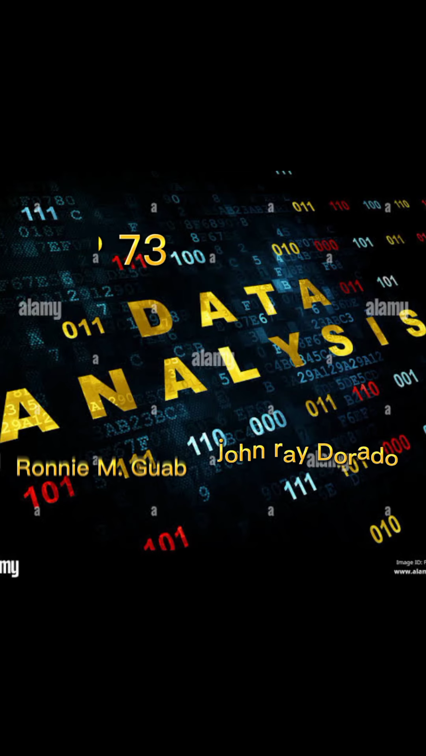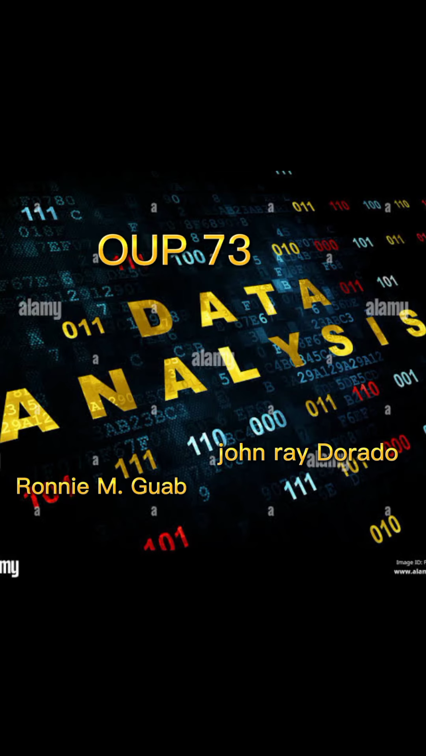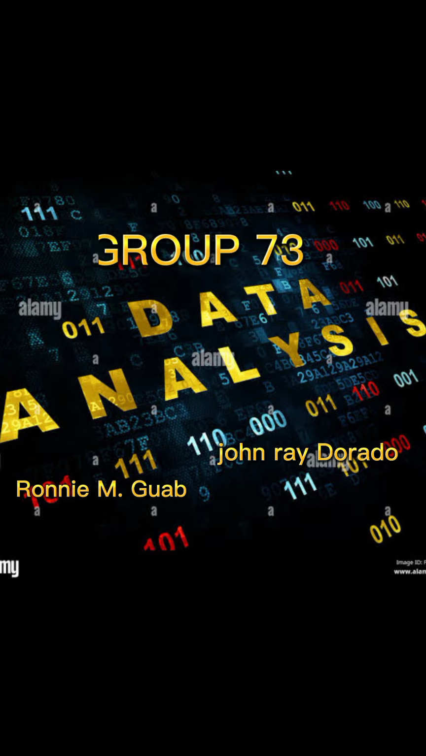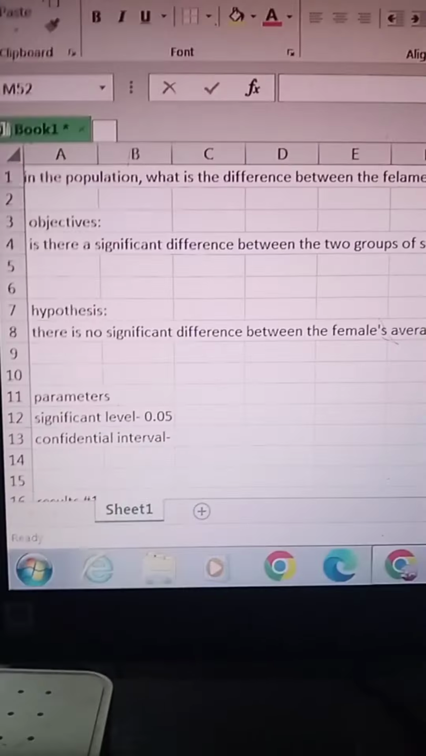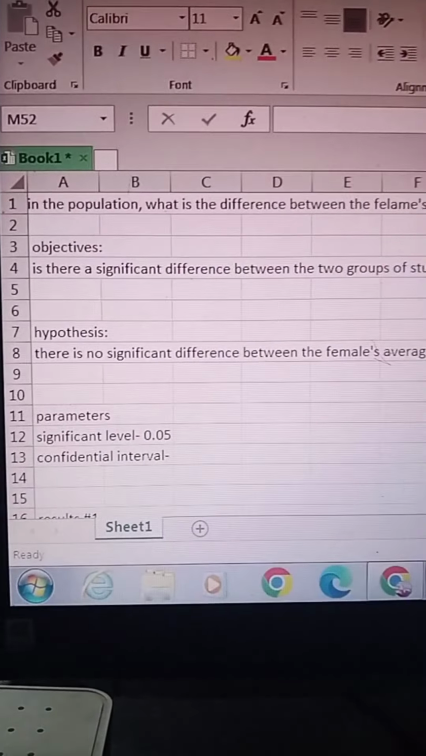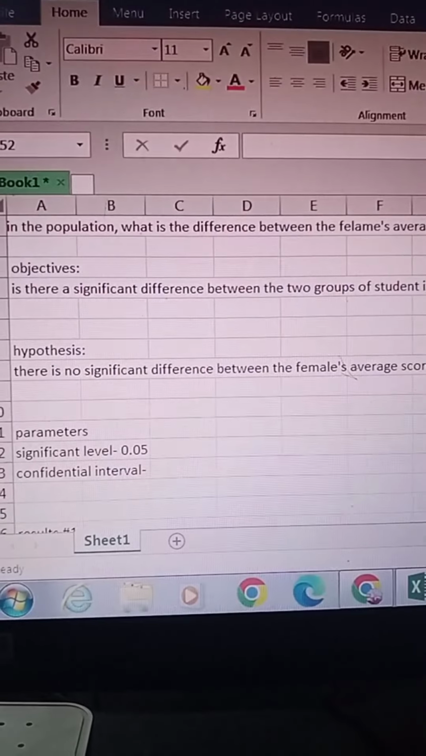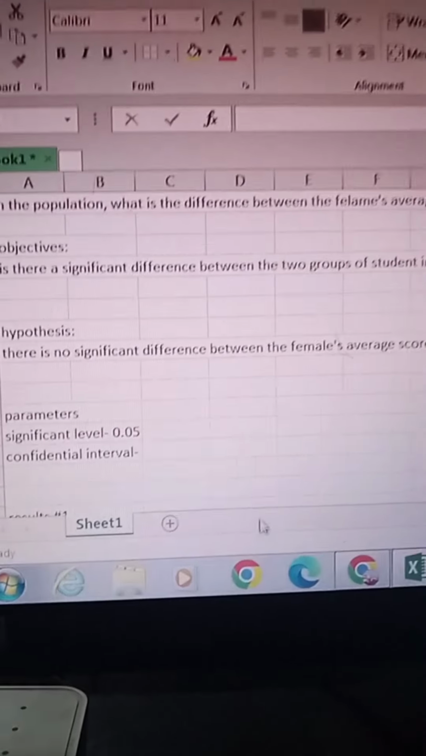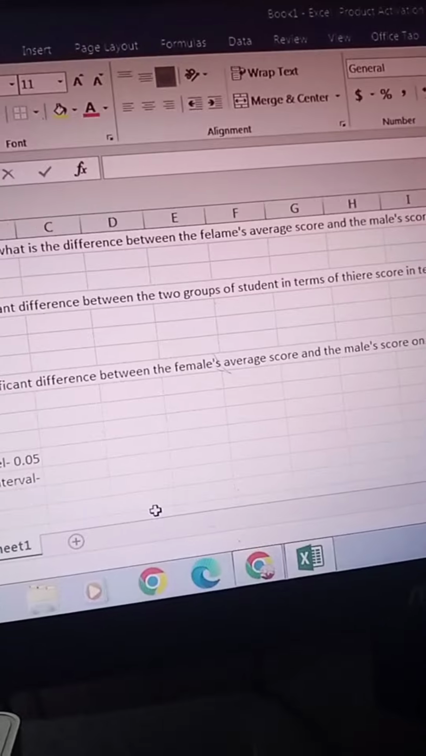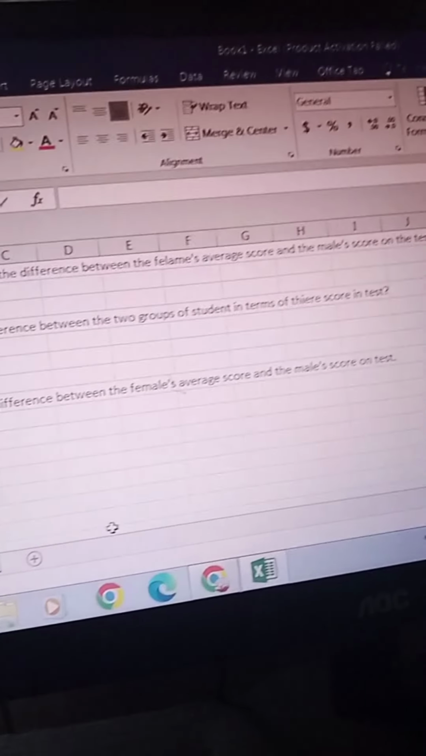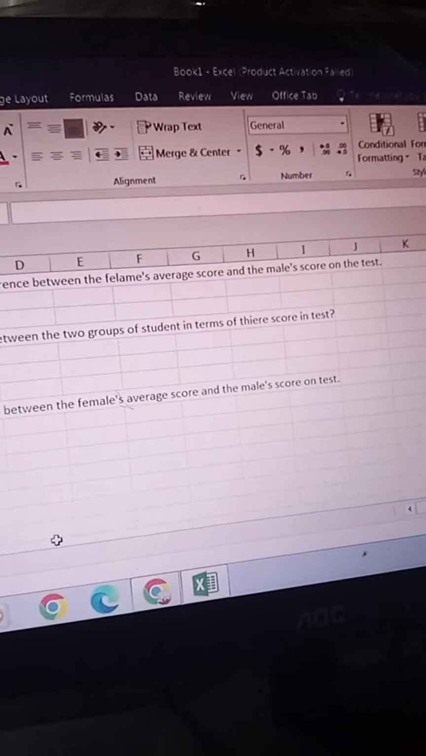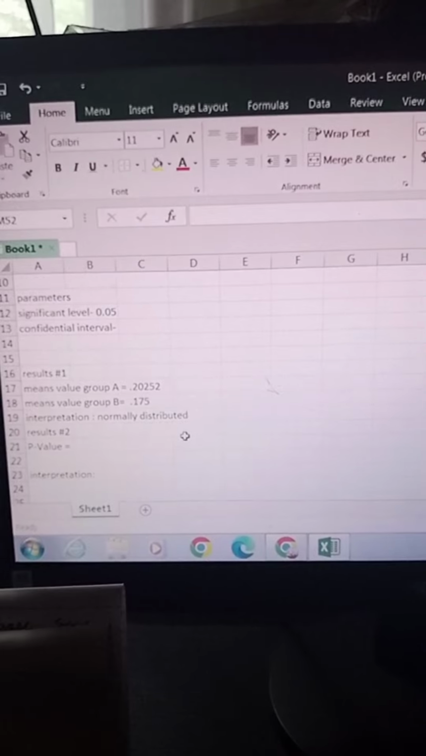Good day, sir. This is our video presentation on how to solve the two independent samples. Our given situation is in the population, what is the difference between the female's average score and the male's average score in the test? And our objective is, is there a significant difference between the two groups of students in terms of their score in their test?